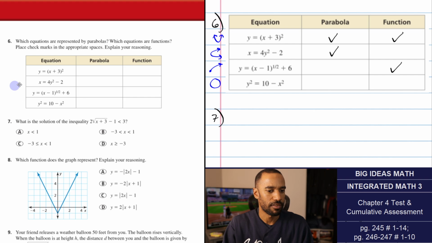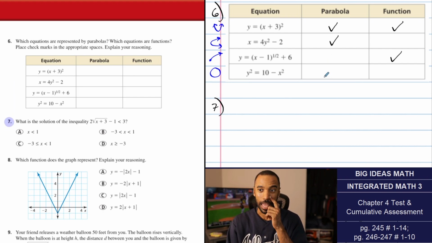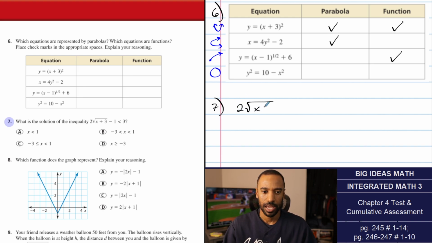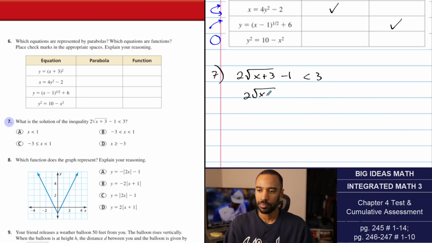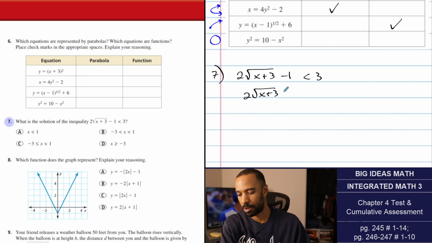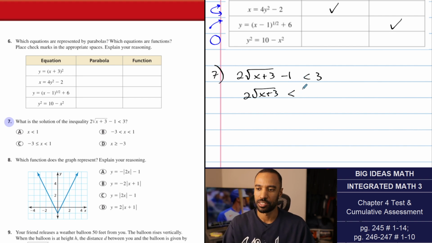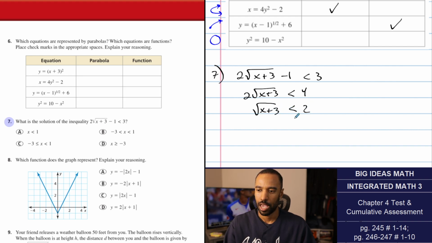What is the solution of the inequality shown? Well, 2 root x plus 3 minus 1 is less than 3. We'll add 1 to both sides. We'll divide both sides by 2. And we'll square both sides and subtract 3. So x is less than 1.